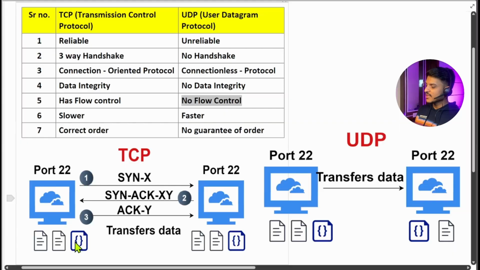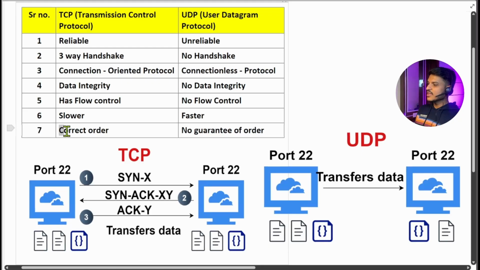What do I mean by that? It may be possible that sender A is sending data at a higher bitrate whereas system B may be consuming that data at a slower bitrate. If this happens, there might be a possibility of packet losses. But as TCP has a flow control mechanism, the data here is not being lost, whereas in UDP, due to its faster rate, the data sometimes gets lost. So as we have seen, TCP is slower and UDP is faster.